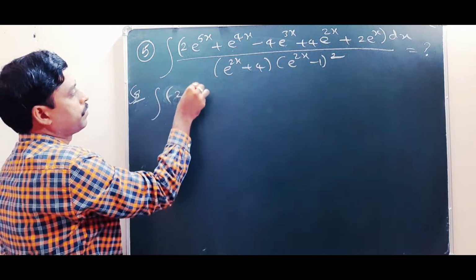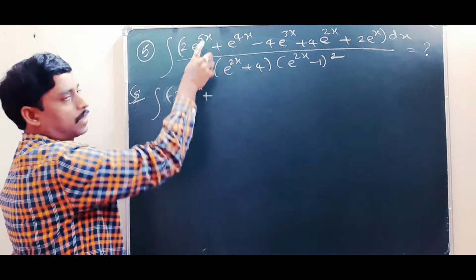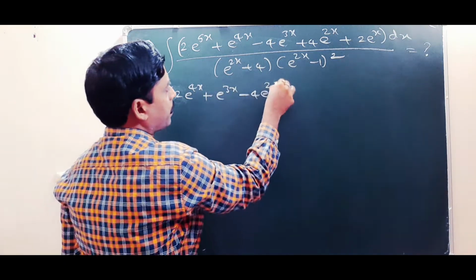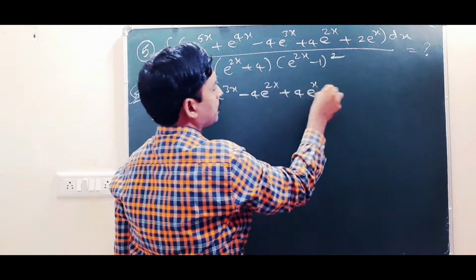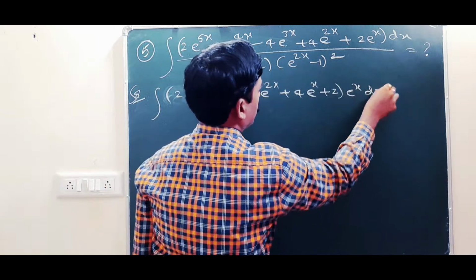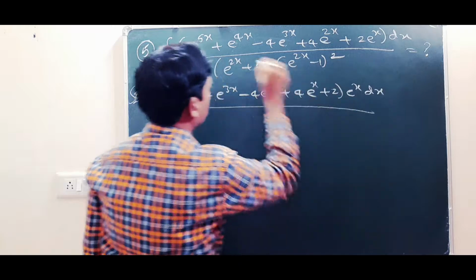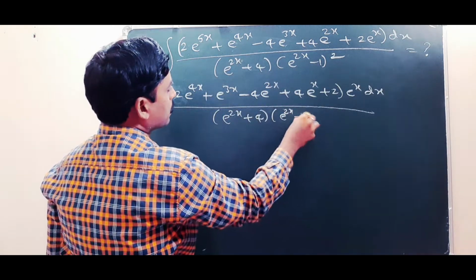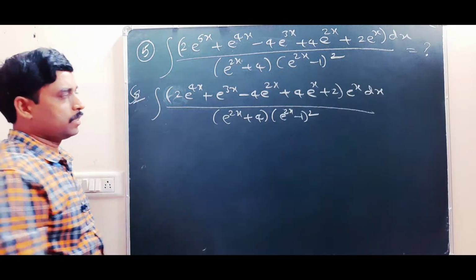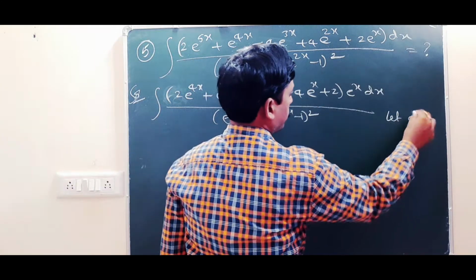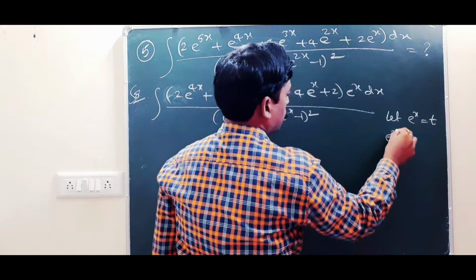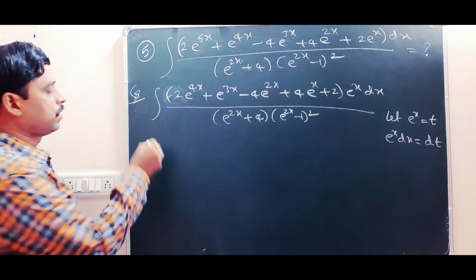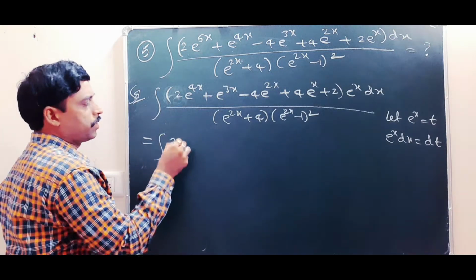Integral, taking e to the power x out common, it is going to be 2 times e to the power 4x plus e to the power 3x minus 4 times e to the power 2x plus 4 times e to the power x plus 2, into e to the power x dx, upon the denominator written as it is. Okay, let us take e to the power x is equal to t. Now differentiation on both sides, e to the power x dx is equal to dt.